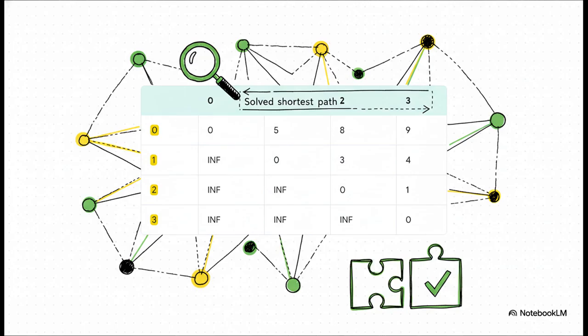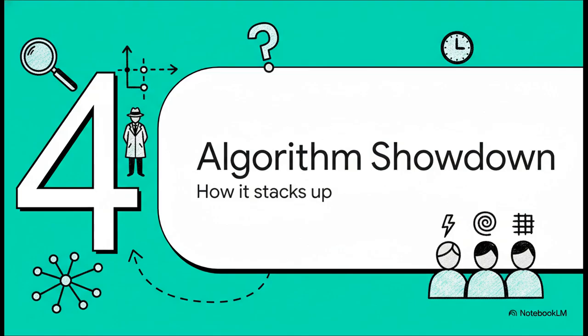So, after methodically, patiently checking every single city as a potential stopover for every single pair of other cities, we get this, the final matrix. This is the solved puzzle. This table now contains the absolute, guaranteed shortest path between every single pair of cities on our map. The detective's work here is done. Case closed.